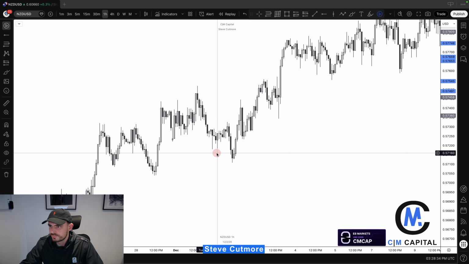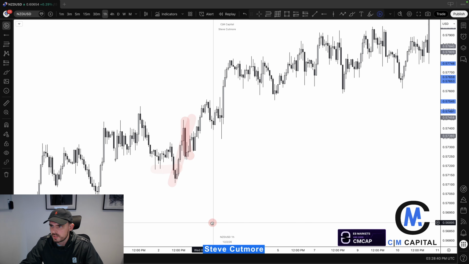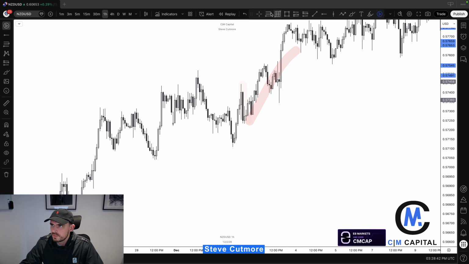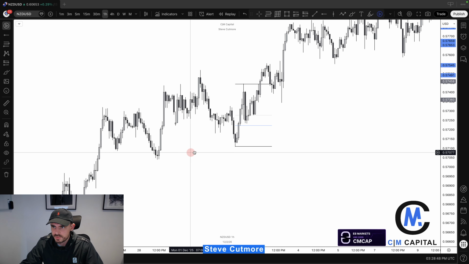One here. Sweep of these lows here, low, we push up, return, and then we go to the upside. So once again, that one actually was a mistrade. That's a mistrade, but it doesn't matter.